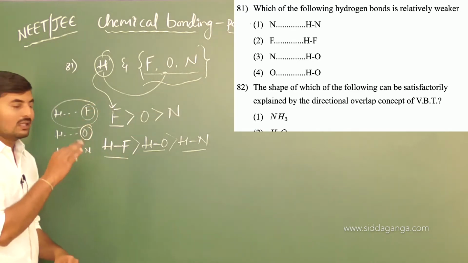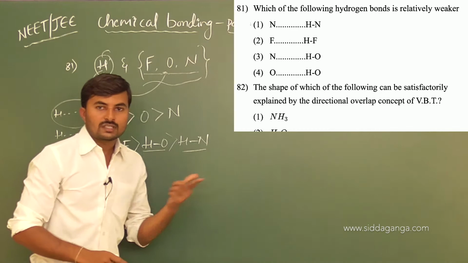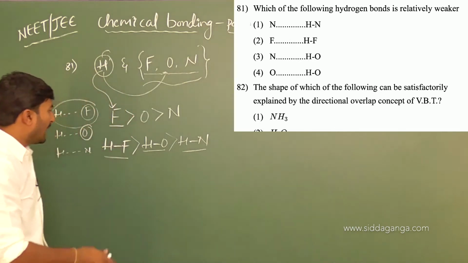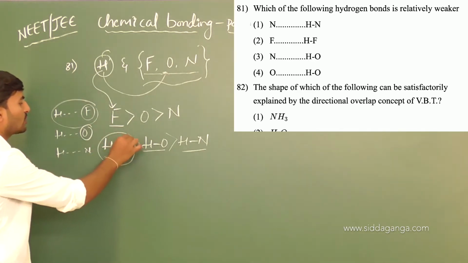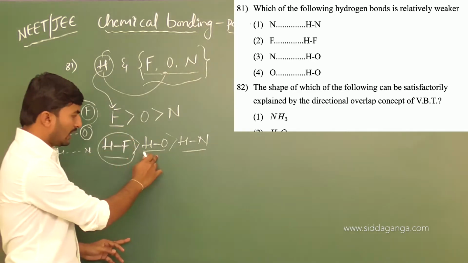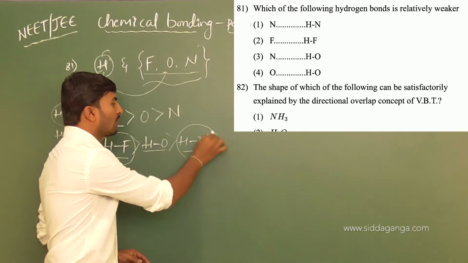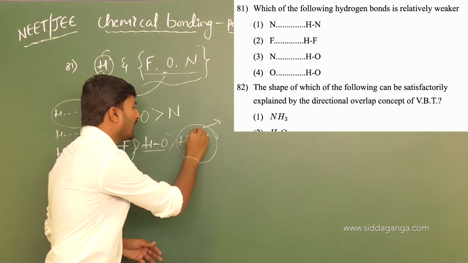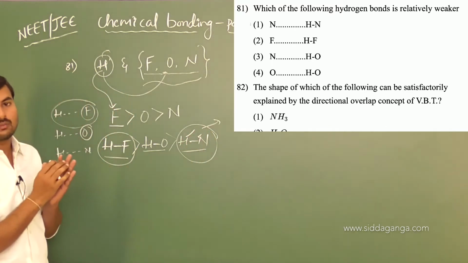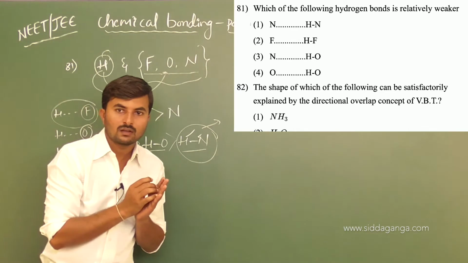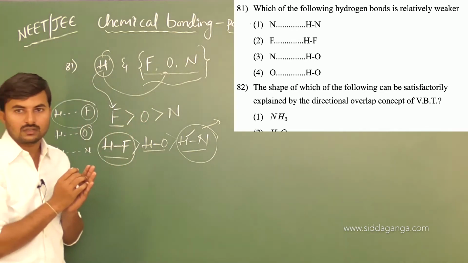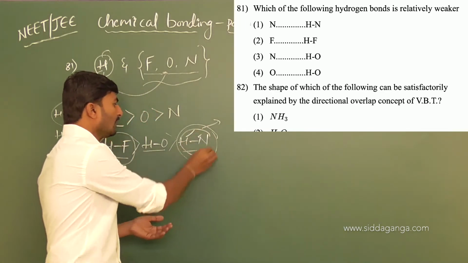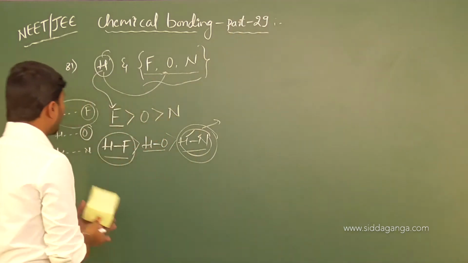The question here is, which of the following hydrogen bonds is relatively weaker? When we compare the strength of these hydrogen bonds, the HF bond is stronger, followed by the HO bond, followed by the HN bond. Which is the weaker bond here? The bond formed between hydrogen and nitrogen will become the weak bond. So which is the correct option here? Hydrogen with nitrogen. Option 1 will be the correct option, that is the NH bond. So the next question.